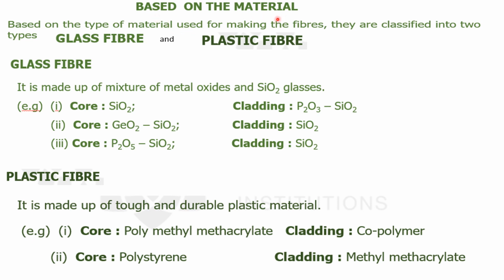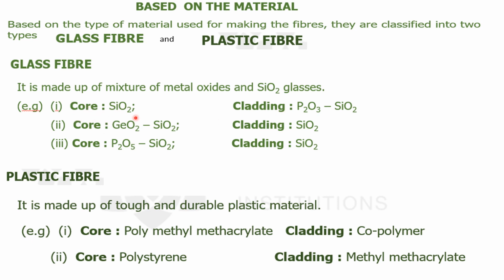Based on material. So we know it is classified as glass fiber and plastic fiber. So it is self-explanatory. If your fiber is made up of glass, it is called glass fiber. If the fiber is made up of plastic, it is called plastic fiber. So if it is glass, then there are few examples given, like what is the exact material of core and what is the exact material of cladding. So here are few examples you can see.